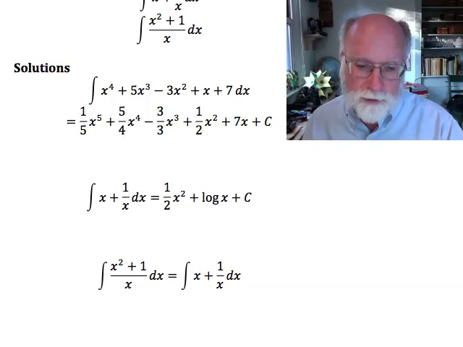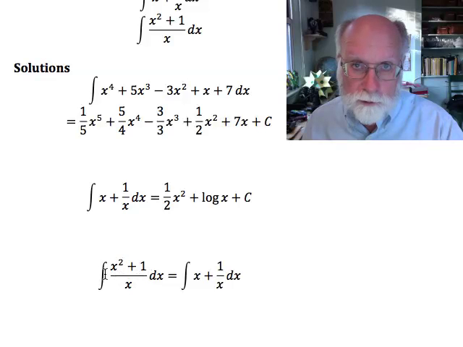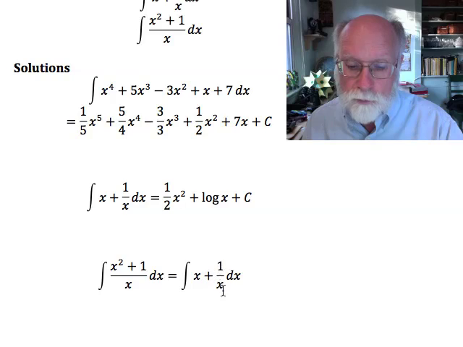And finally, the integral of x squared plus 1 over x can be evaluated by taking this fraction and splitting it up into the sum of two functions. So we can write it as x squared over x plus 1 over x. Now x squared over x is just x, and 1 over x is 1 over x. So this function that we're integrating could be written as x plus 1 over x. But that's terrific, because that's the integral we just did. So we know how to do that integral, and so we'll get the same answer.